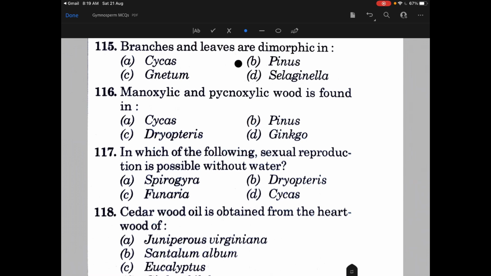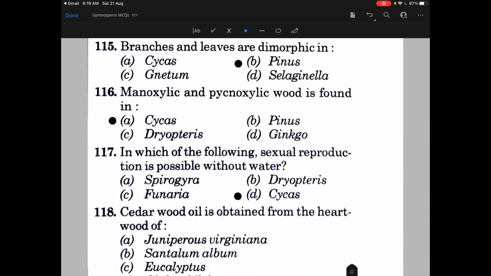Next, monoxylic and pycnoxylic wood is found in dash? And the answer is A, that is Cycas. Next, in which of the following is sexual reproduction possible without water? And the answer is D, that is Cycas.